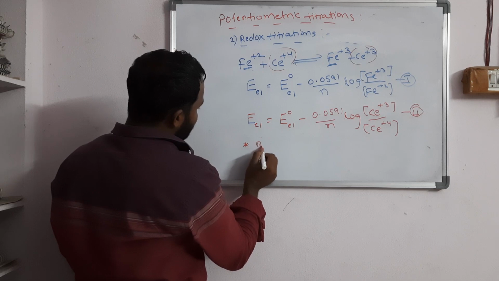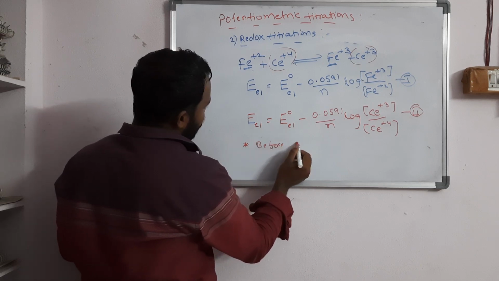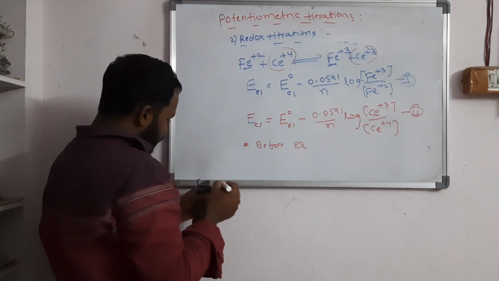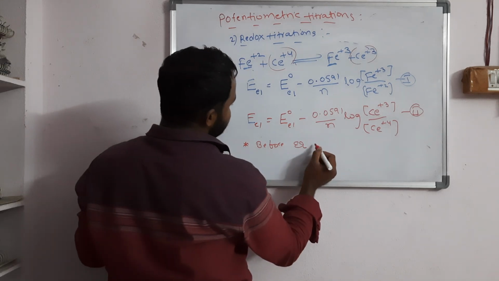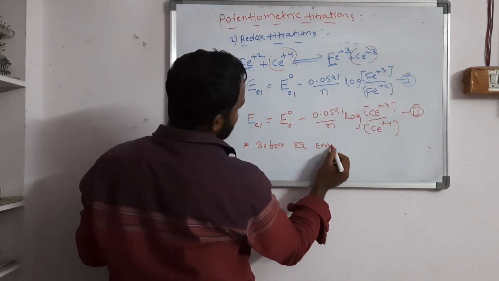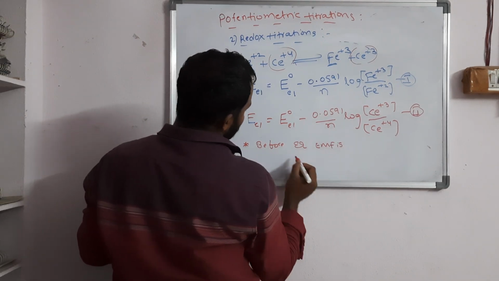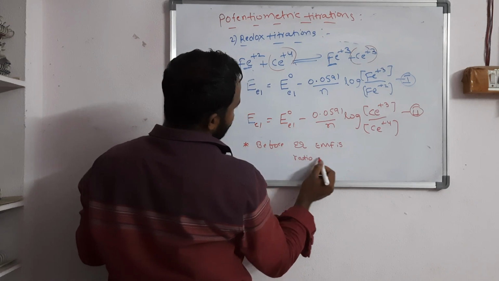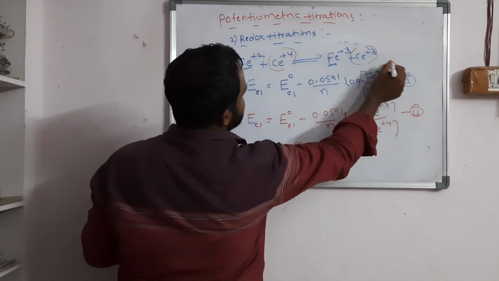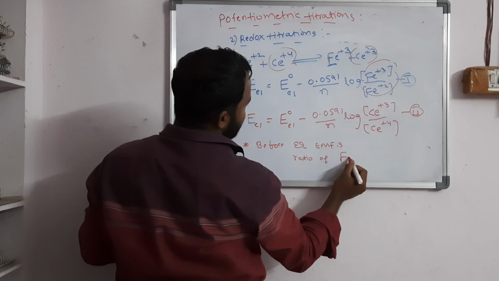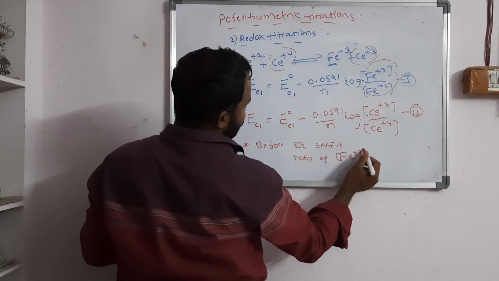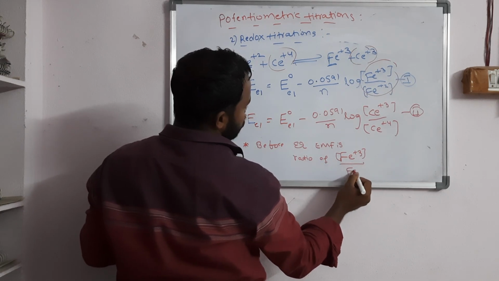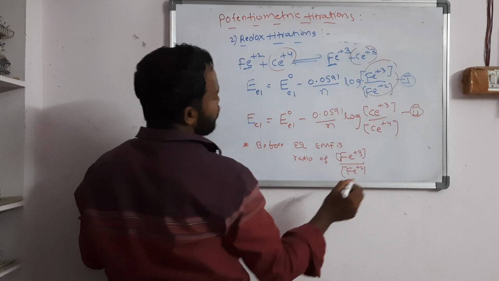Before the equivalent point, the EMF is controlled by the electrode potential ratio of iron plus 3. You should write this as one point here: before the equivalent point, the EMF is controlled by iron plus 3 by iron plus 2.